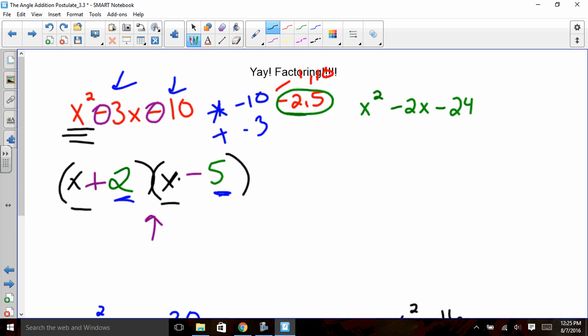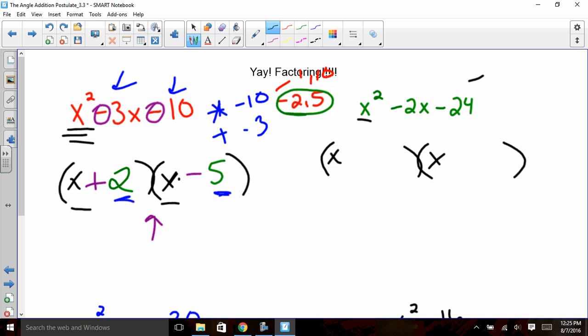I have x squared minus 2x minus 24. So I'm going to start with my 2 sets of parentheses again. The only thing multiplying to x squared can be x. Now, what multiplies into a -24, but then adds to -2?